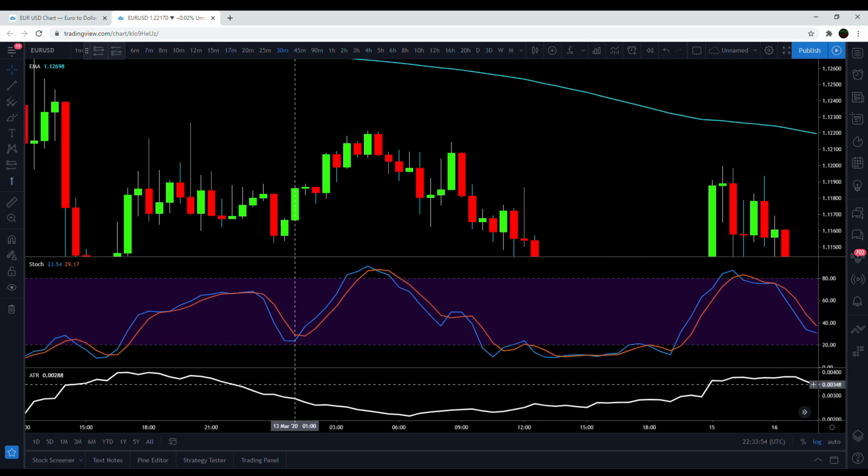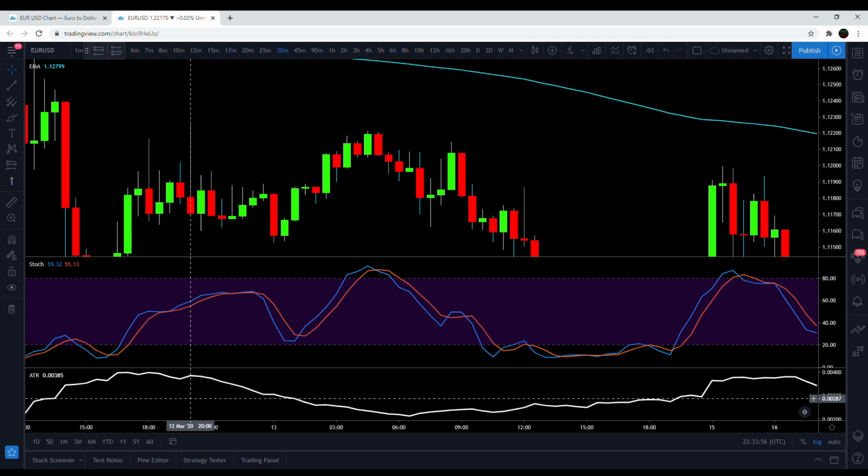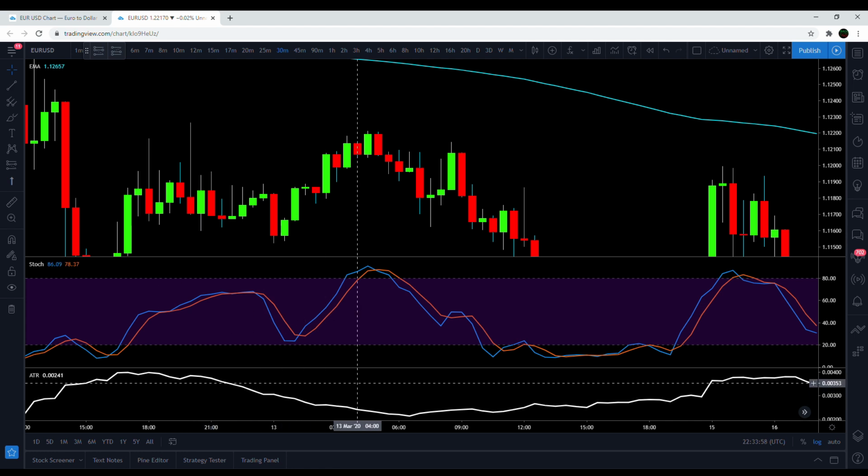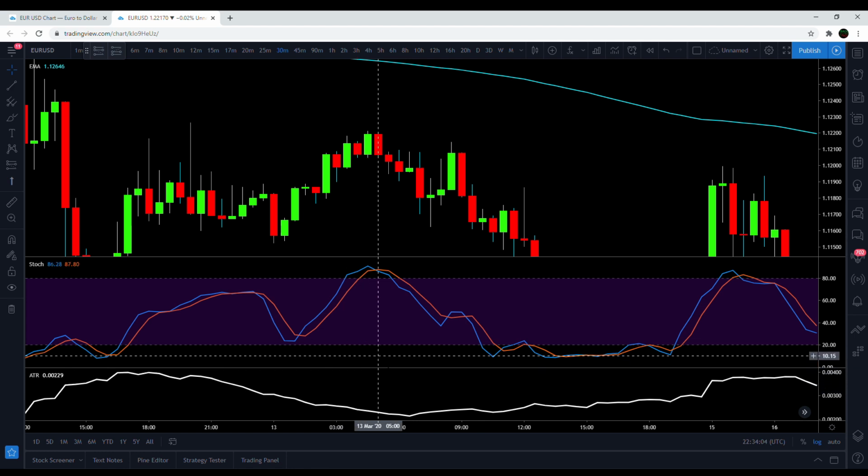Then there's the ATR, which would be the stop loss placement. 1 times the ATR value will be the stop loss, and half of the ATR will be the take profit. So kind of interesting test on this one.